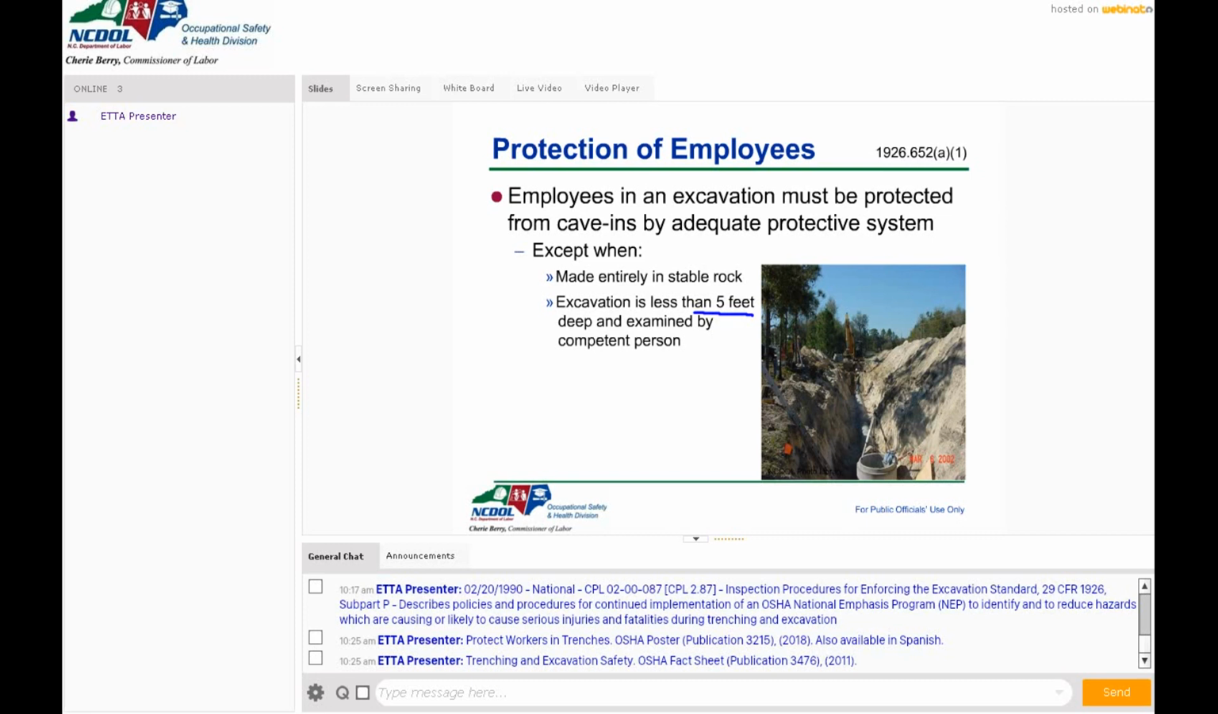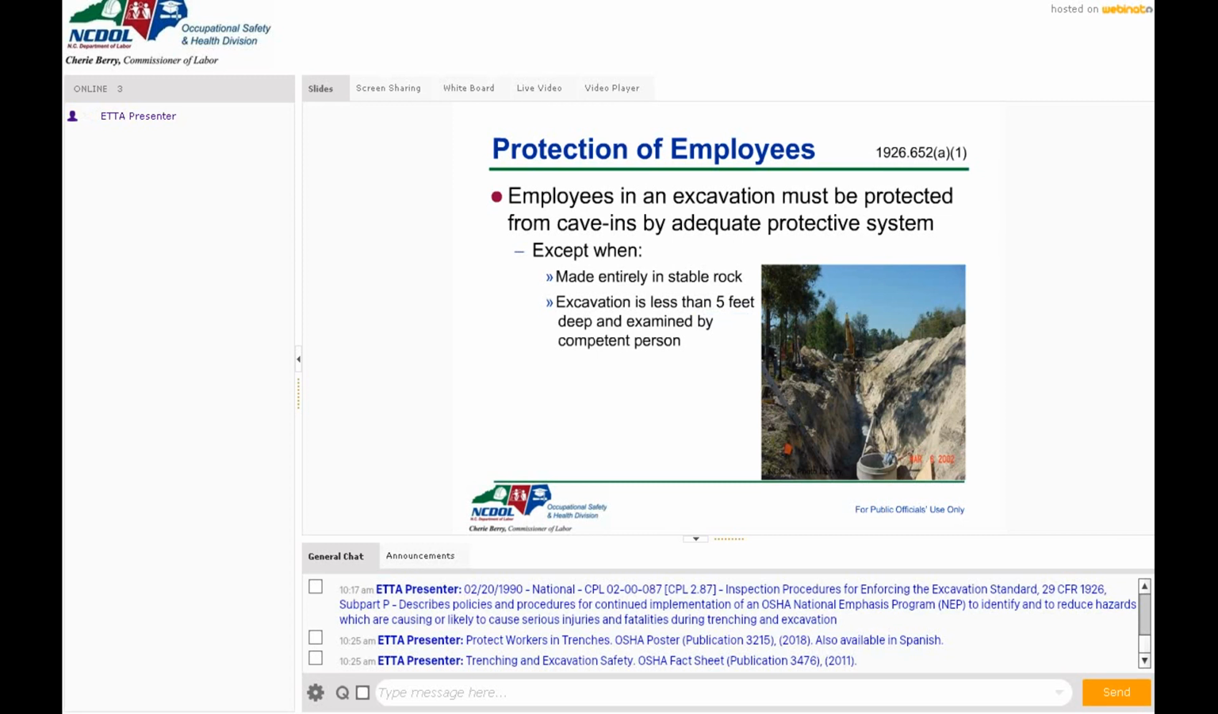Now, what are the other two methods, outside of a trench box being used, that can be considered? Does anybody know what those other two things are? Kind of. There we go. Mr. Steve pointed it out. Sloping and benching, that's an acceptable method as well. But is that challenging as well?